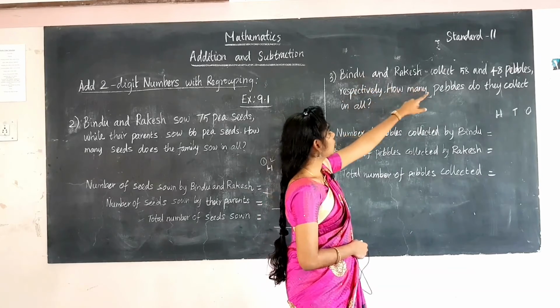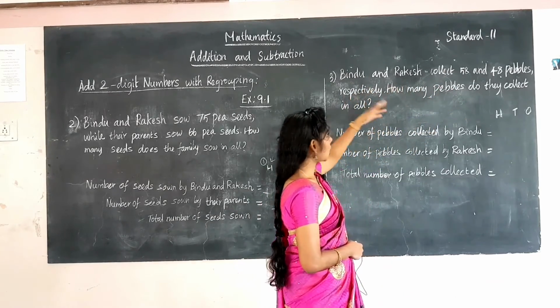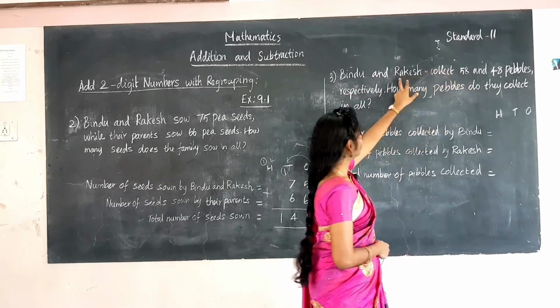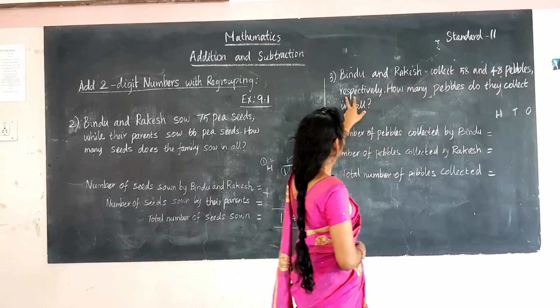So Bindu collected 58 and Rakesh collected 48. "Respectively" means in order. Whoever's name is there first, we take that number first. Then the second name, the second number. That is what respectively means.